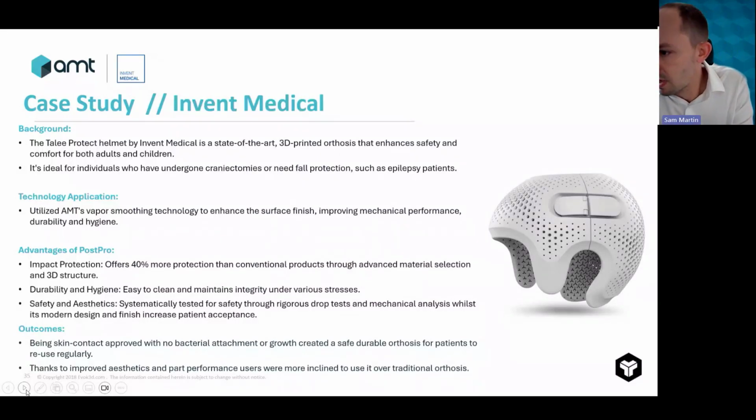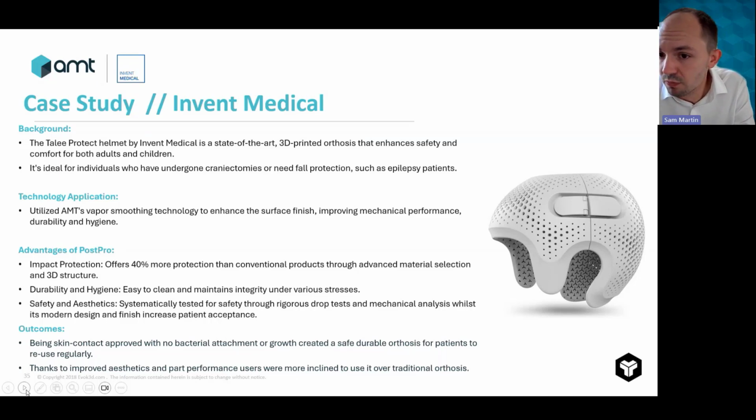And then the last one is Invent Medical. Clara spoke about these guys before as well. So the one I wanted to focus on was the Tally helmet, a protection helmet that they use. Again, a 3D printed orthosis, used in adults and children who have undergone cranial surgeries, or who need some additional protection from falls, maybe they suffer from epilepsy and so on.